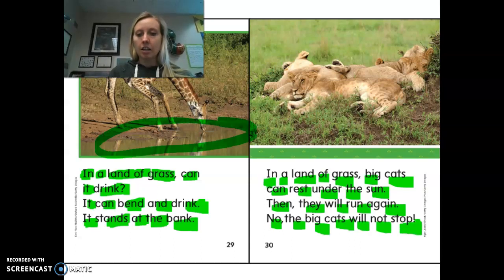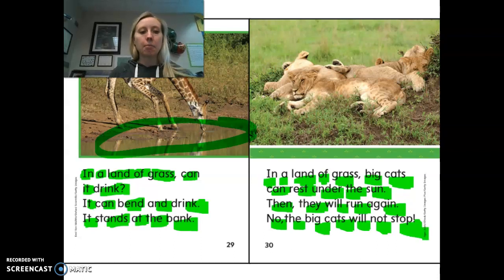Together. In a land of grass, big cats can rest under the sun. Then they will run again. No, the big cats will not stop.